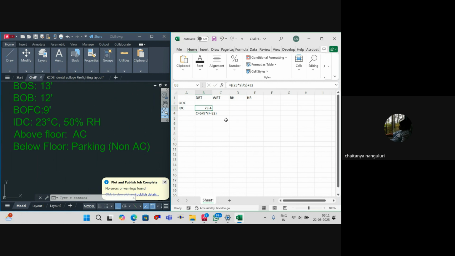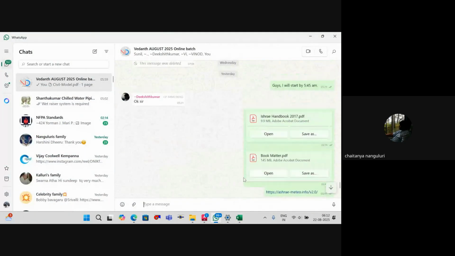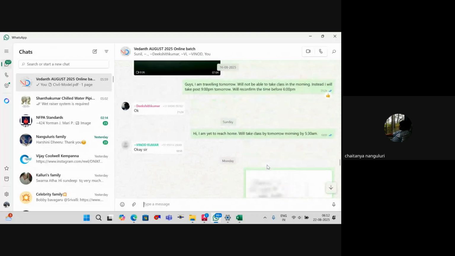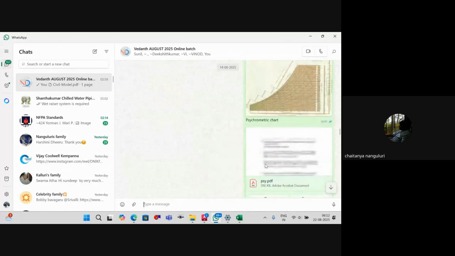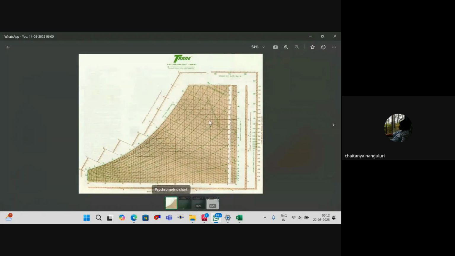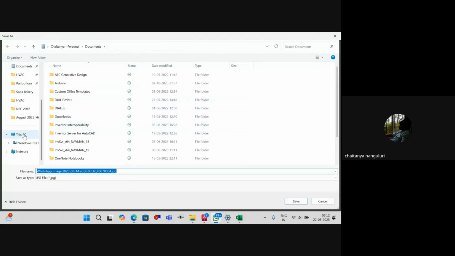Then coming to the wet bulb temperature, we have to calculate it anyway, and I've given the relative humidity as 50%. Now, using these two, dry bulb and RH, as I've already taught you in psychrometrics, don't you think we can calculate wet bulb and humidity ratio? If you remember, the psychrometric chart was uploaded in the group, right? Let me save it in the civil file so that I can share it with you.